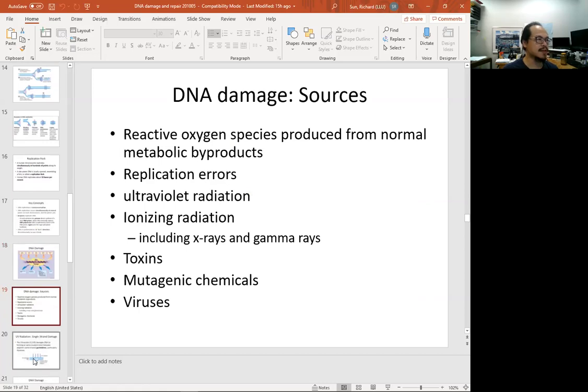So this summarizes that DNA damage, the source can be varied, but this is not rare. Even regular metabolic processes can cause free radicals, which can cause DNA damage. So we repair the DNA over time. It's not rare. This could be caused by replication error. It could be UV light. It could be ionizing radiation, toxins, mutagenic chemicals, viruses, right? These can also cause DNA damage.